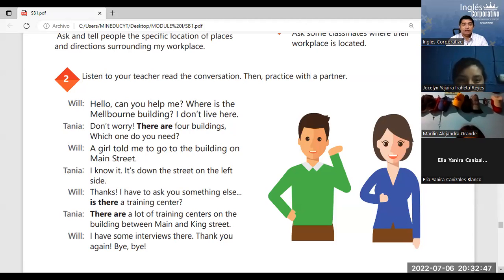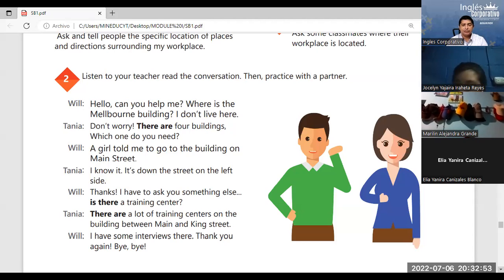This conversation is between Will and Tania. Esta conversación es entre Will y Tania. La leeré varias veces y luego vamos a repetir y luego practica.